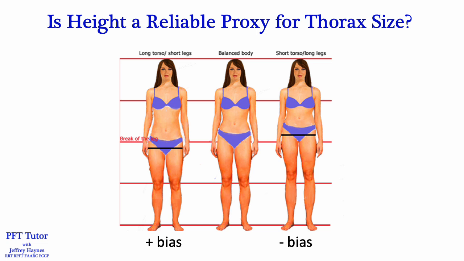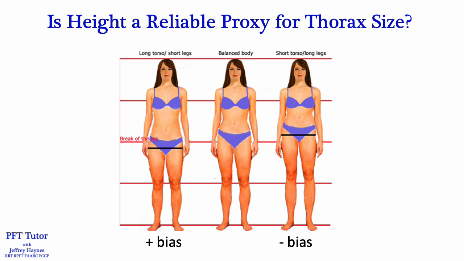People can have different body types. The subject on the left has a long torso with short legs, so they may have a higher z-score in percent predicted because their height would predict that their chest dimensions should be smaller. The subject on the right has the opposite effect. This subject has long legs and a short torso, so they may have lower z-scores and percent predicted because their height would predict that their chest dimensions should be larger.